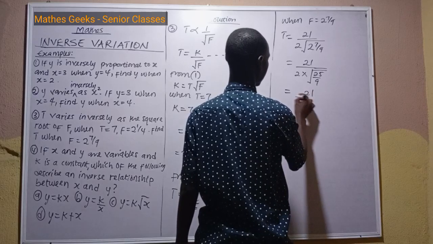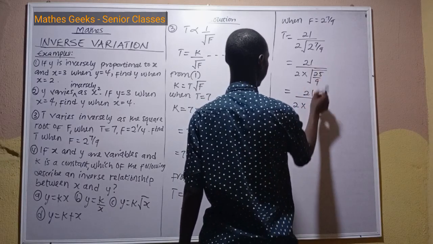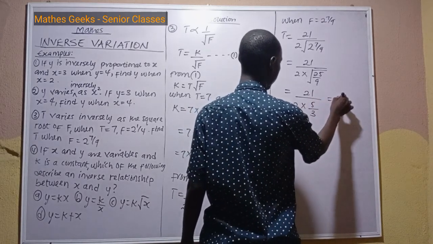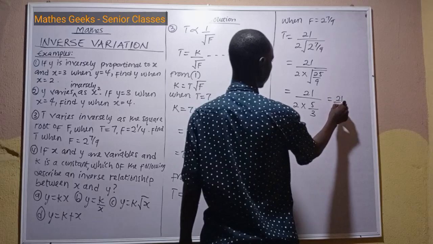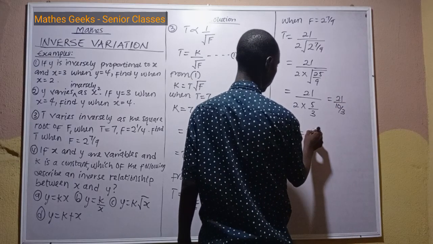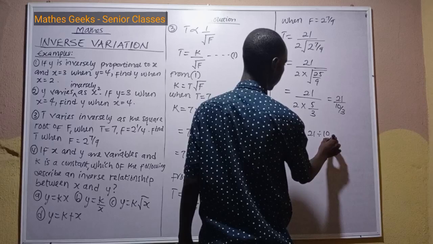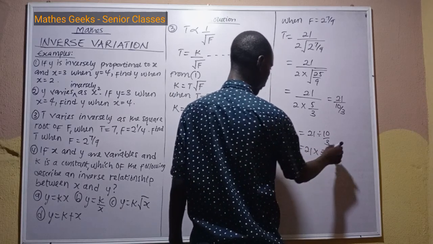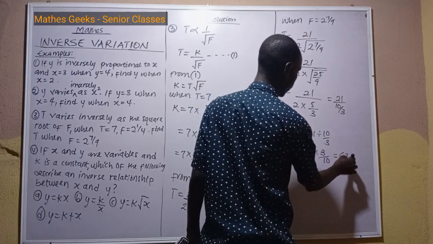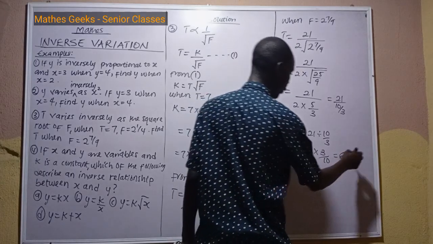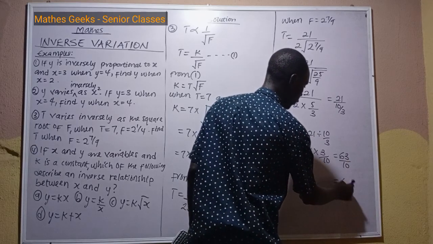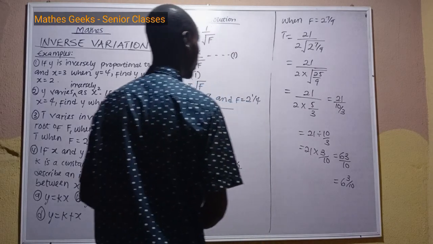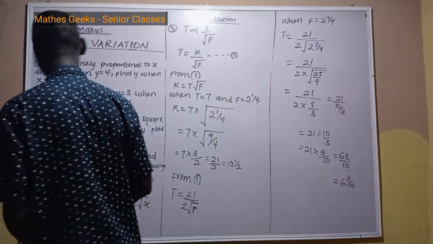And this will give us 21 over 2 times square root of 25, which is 5. Square root of 9 is 3. And 2 times 5 is 10. This will give us 21 divided by 10 over 3. 21 times 3 over 10. So 3 times 21 is 63 over 10. And 63 over 10 is equal to 6 and 3 over 10. That's the value of t when f is 2 and 7 over 9.